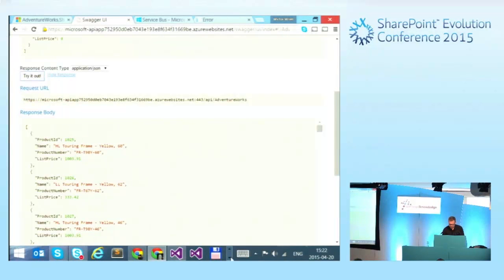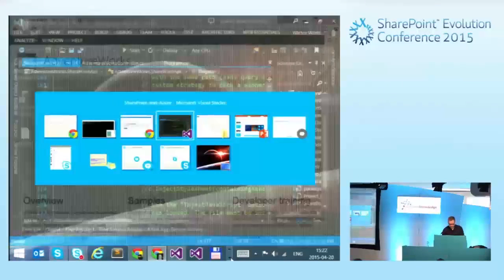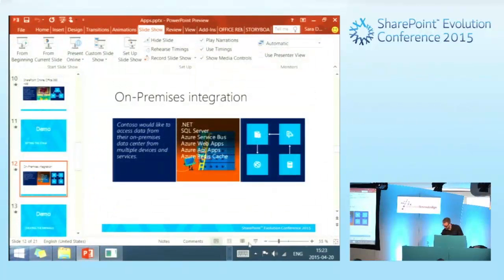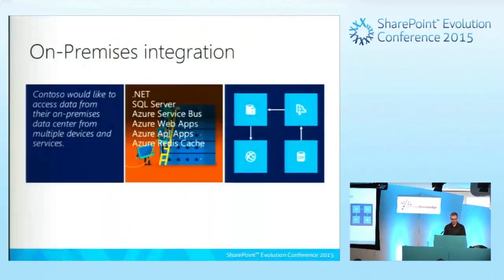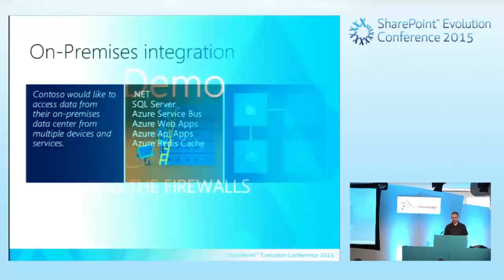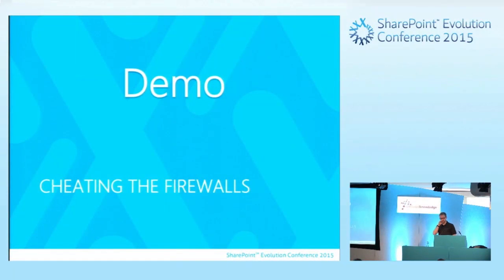So that was how to get that working. Let's go back to the slides. So we used the caching and API apps as the key things here. And I really like the API apps. We'll see in the next one that there are a lot of things you can do with that. So basically we're cheating the firewalls here. We don't have to do any firewall configuration whatsoever.